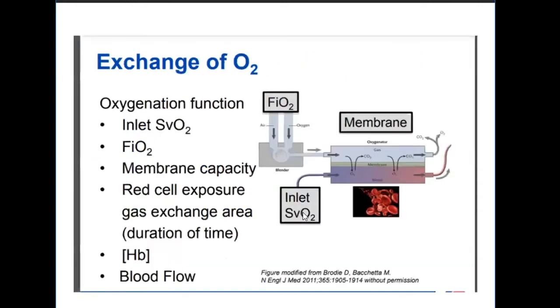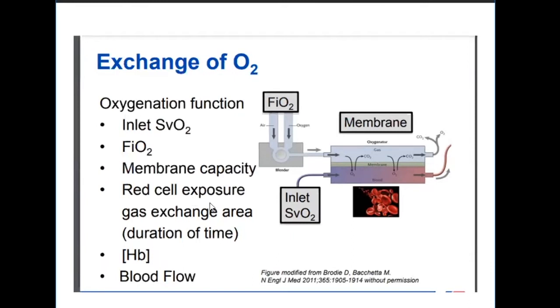Now, coming to the membrane oxygenator, what are the factors which actually affect the oxygenation? The most important factor is FiO2. Higher the FiO2, which is supplied by the blender, better the oxygenation. Second is SvO2, the mixed venous oxygen saturation. We all know that the mixed venous oxygen saturation is a marker of the systemic perfusion or the systemic oxygen utilization. So if you have a higher mixed venous oxygen saturation, your post-membrane oxygen will be high. If you have a lower mixed venous oxygen saturation, your post-membrane oxygen will be low.